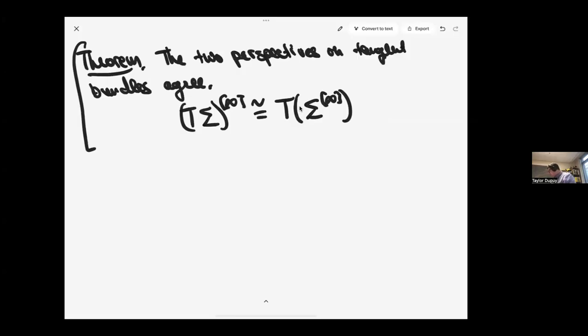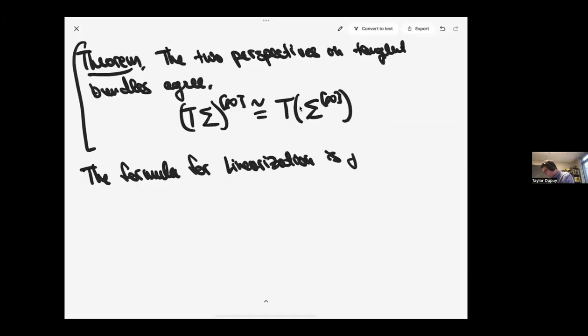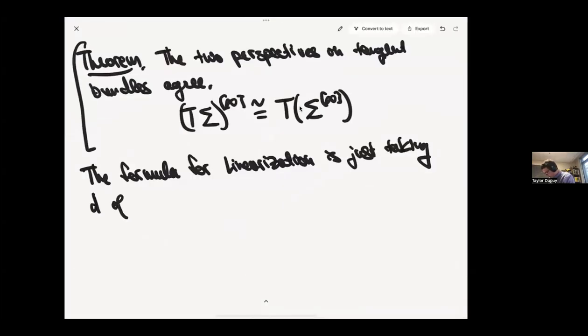Okay, and then you can prove it directly. So the proof is kind of easy, but the point is that the linearization is just taking D, the exterior D of equations. Okay, so that's the point.